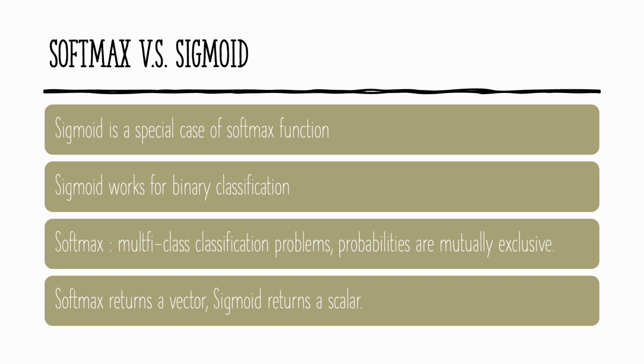As we reviewed earlier, softmax returns a vector of probabilities. They are mutually exclusive. For the sigmoid function, however, since there are only two classes, the probability of one class equals 1 minus the other class's probability. Therefore, for the sigmoid function, the output is only a scalar.